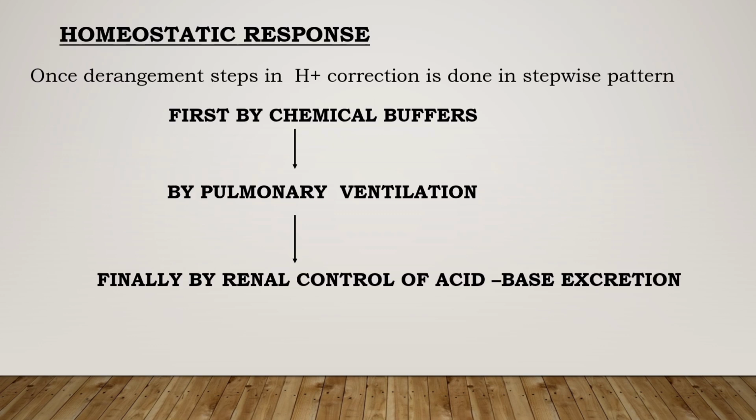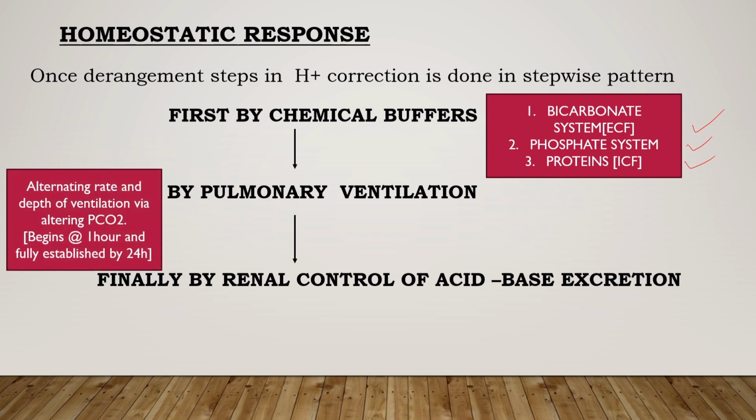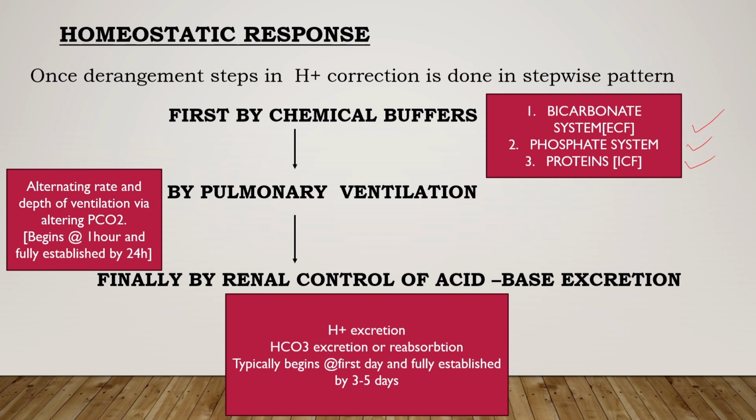The homeostatic response in our body includes, first, the chemical buffers, which are the bicarbonate system, phosphate system, and the proteins in our body. Secondly, pulmonary ventilation, that means altering the rate and depth of ventilation and thereby the PCO2 levels, which begins at 1 hour and is fully established by 24 hours. Lastly, renal control of acid-base excretion, with H+ excretion and bicarbonate excretion and/or reabsorption, which typically begins by the first day and is fully established by 3 to 5 days.